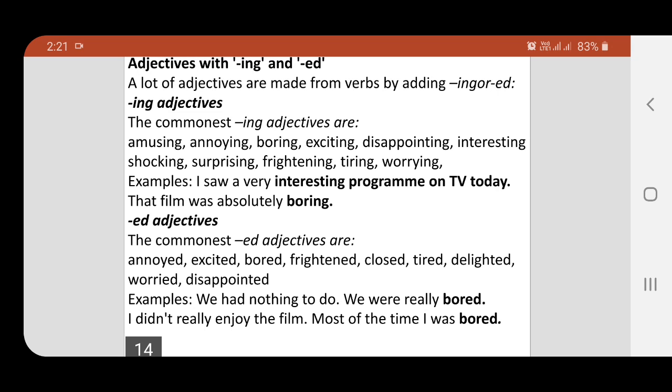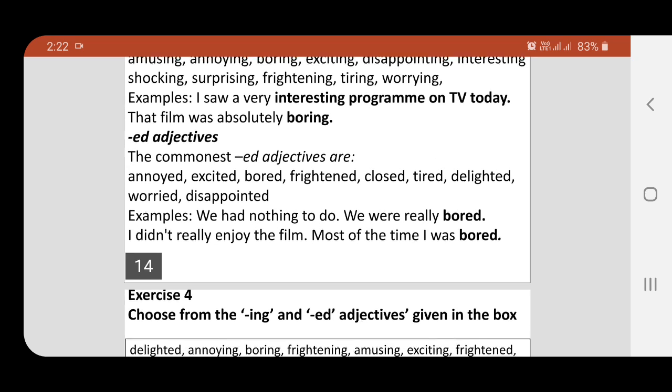After that, we saw the adjectives ending with ing and ed. We can make a lot of adjectives by adding ing or ed to verbs. Amuse is a verb. Amusing is an adjective. Annoy, annoying. Bore. Excite, excited, past tense. Exciting, ing, that is an adjective. Disappoint, disappointing. Interesting, shocking, surprising, frightening, tiring, worrying. They are all adjectives.